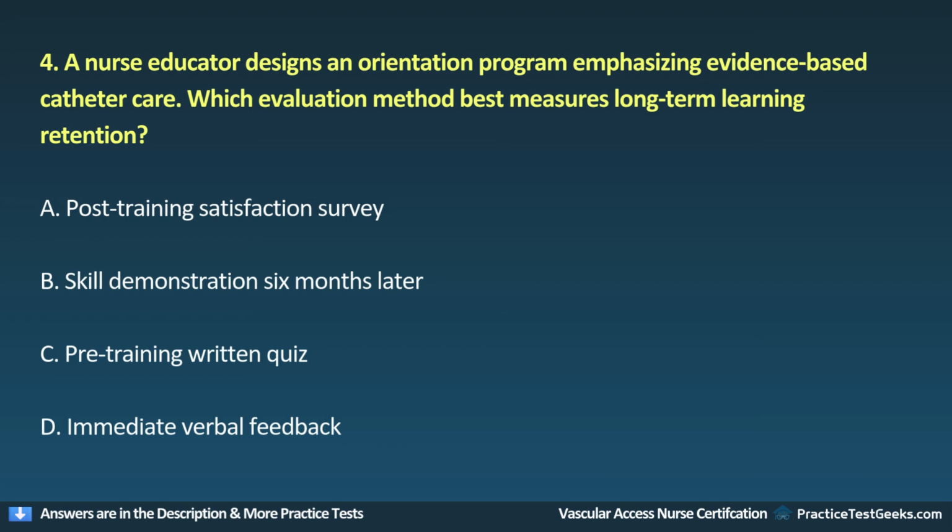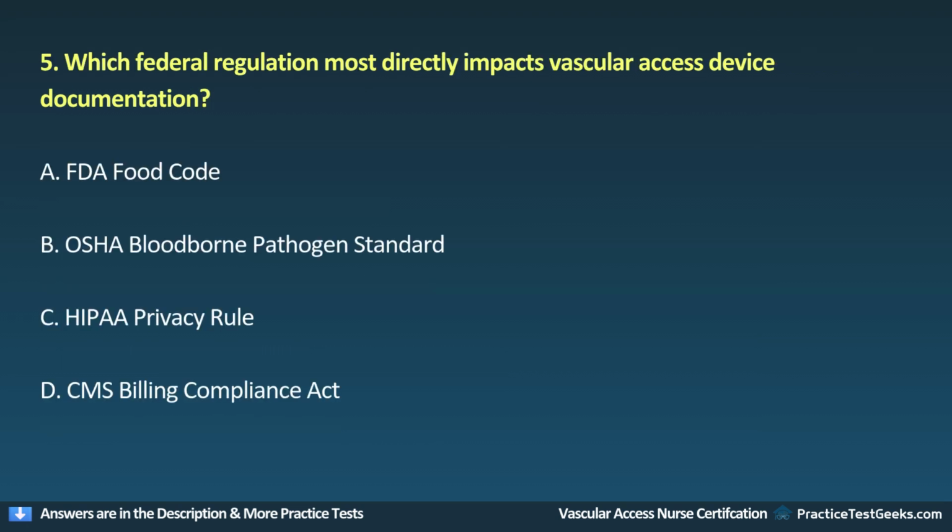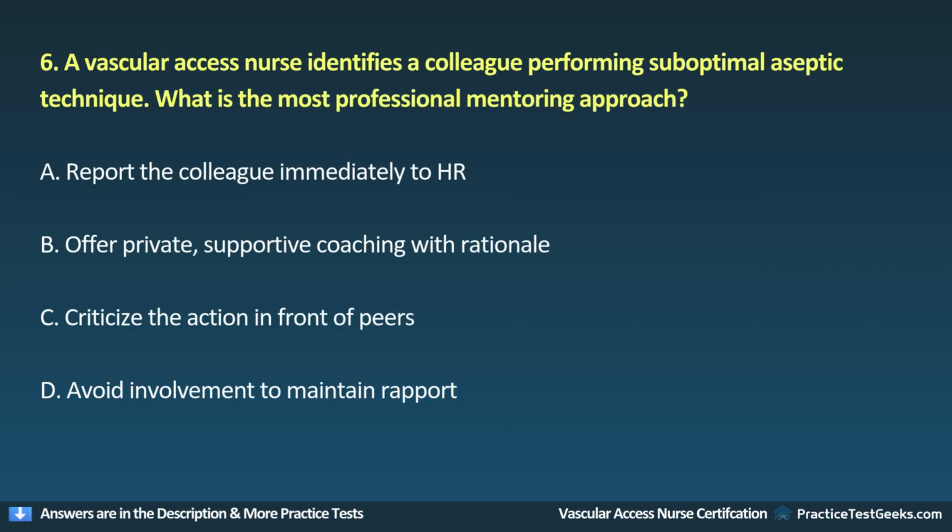5. Which federal regulation most directly impacts vascular access device documentation? A. Food Code. B. OSHA Bloodborne Pathogen Standard. C. HIPAA Privacy Rule. D. CMS Billing Compliance Act.